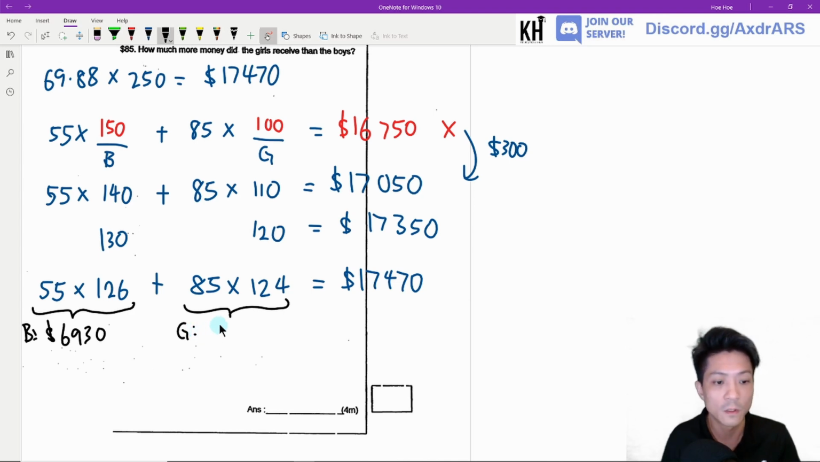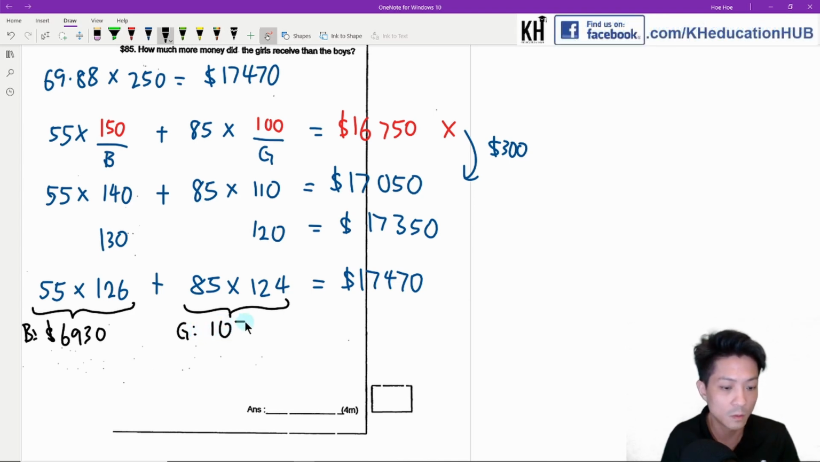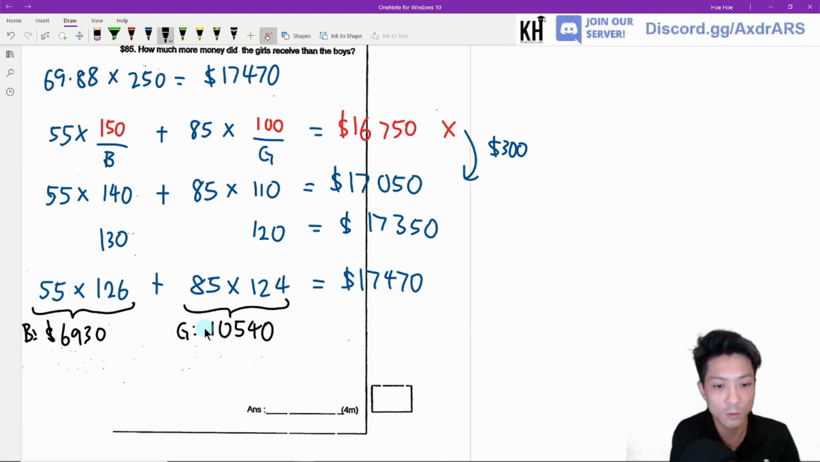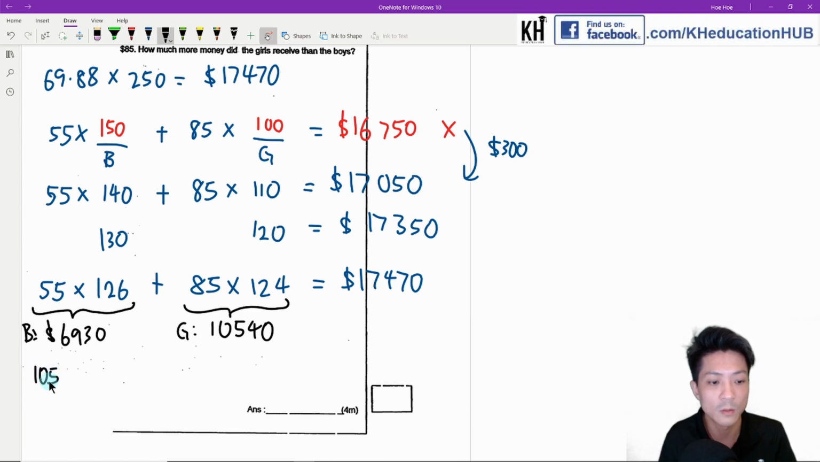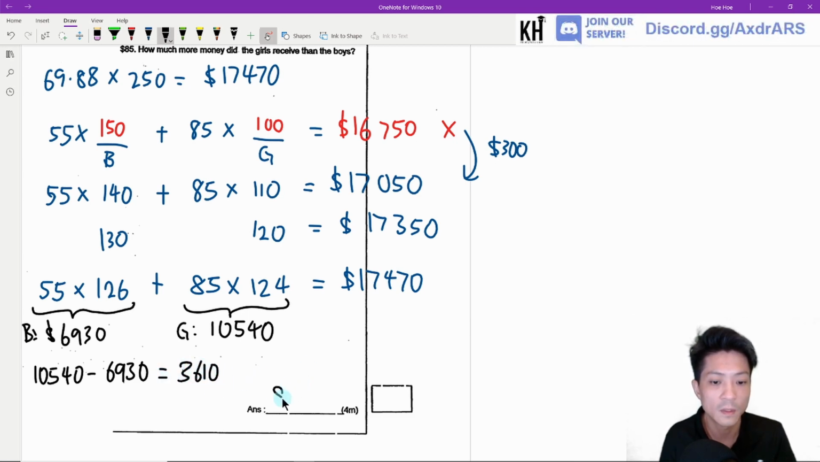Times 124, which is 10540. Okay, the question is asking how much more money did the girls receive than the boys, so I'm gonna use 10540, minus away the 6930. So 10540 minus 6930 gonna give me 3610. Okay, this will be the answer.